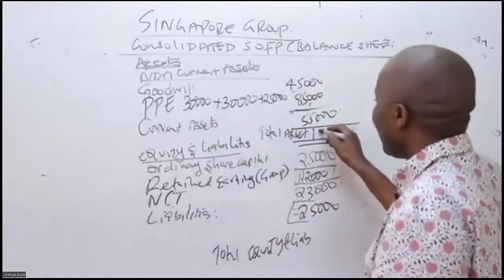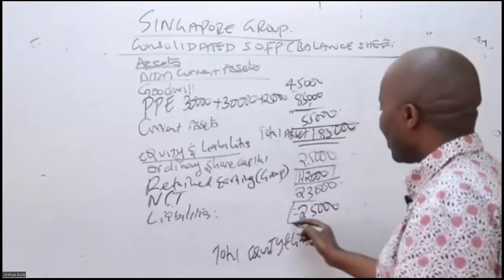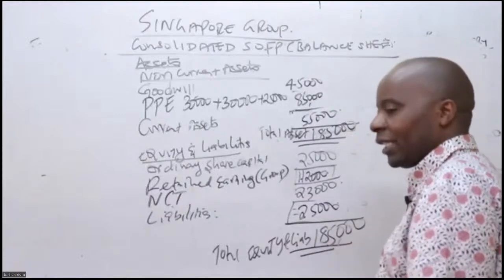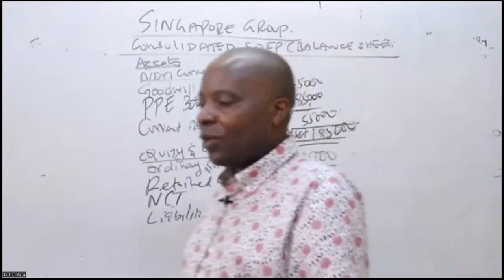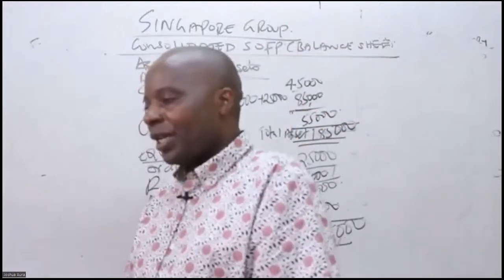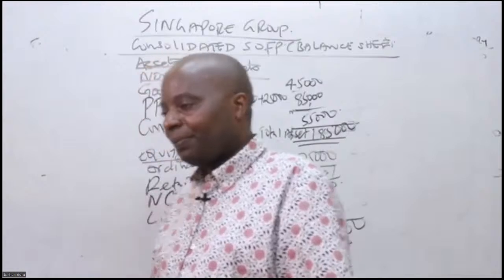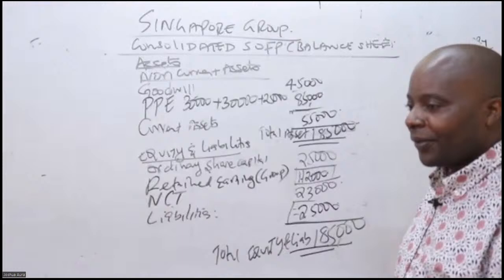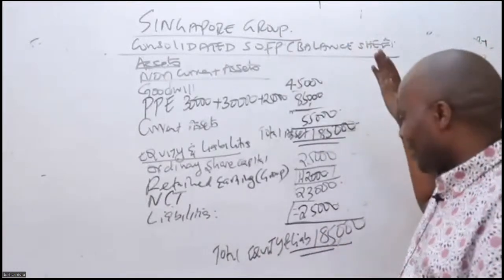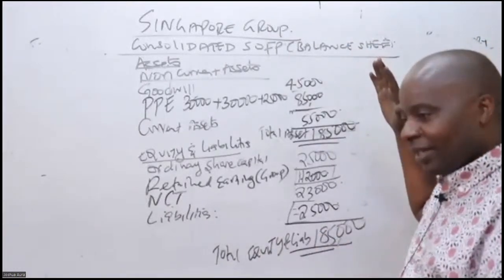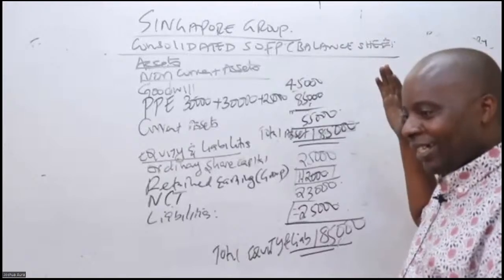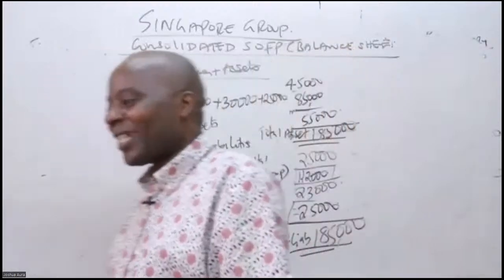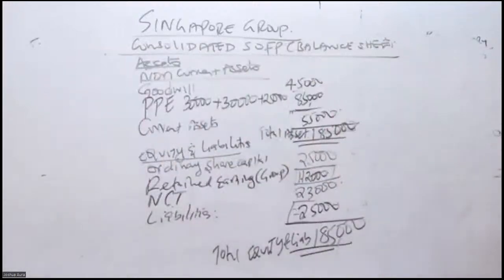So they're telling me this is 185,000. And if we are correct, then the total equity and liabilities should also be 185,000 like that. So is yours balancing really? Are they balancing? They are balancing.